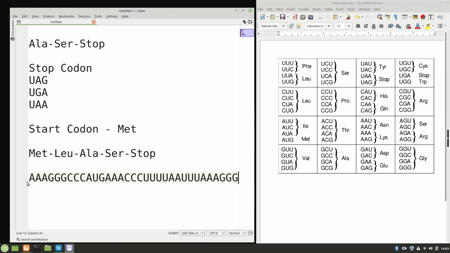So the ribosome will attach here, and it will read AAA. But that's not an AUG, so it's not going to start translating. It's not going to start putting together a protein. Then it's going to look at AAG. Nope. AGG. Nope. It's going to go all the way down until it gets to AUG, and it's going to add this methionine. So again, it'll be methionine.